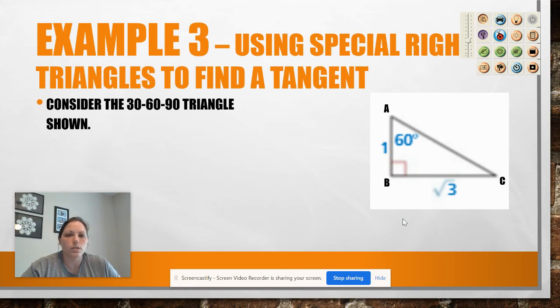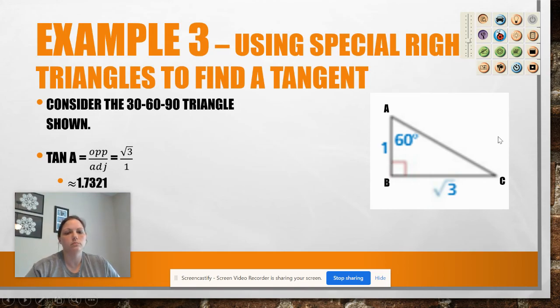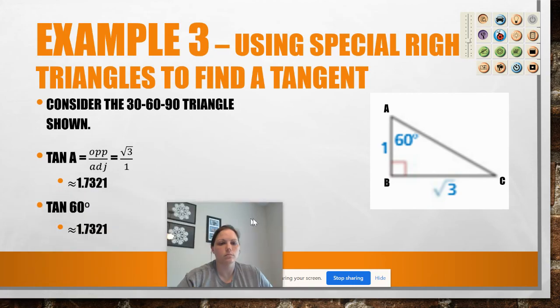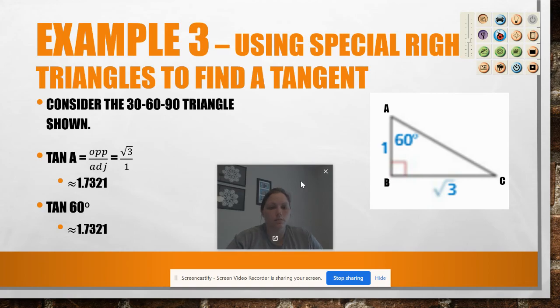Okay, we have this 30, 60, 90 triangle. We want to find the tangent of A. So if we look at A, it is 60 because it's the degree of the angle. Our opposite is square root of 3, and the adjacent to A is 1. And if we put that in a calculator, we get 1.7321. So the tangent of 60 is 1.7321, and that holds true for any 30, 60, 90 triangle.